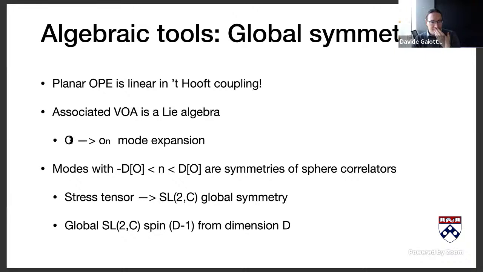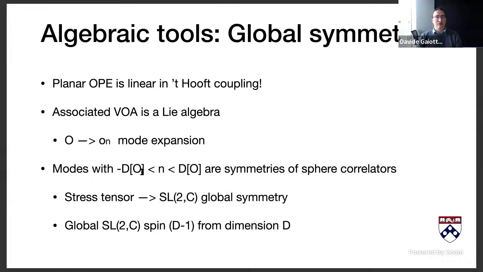When I say vertex algebra, I mean that for every local operator in the chiral algebra, I can expand the local operator in a collection of modes, and this defines a vertex algebra. In particular, the modes for n that is not too big and not too small annihilate both the vacuum at infinity and the vacuum at the origin.